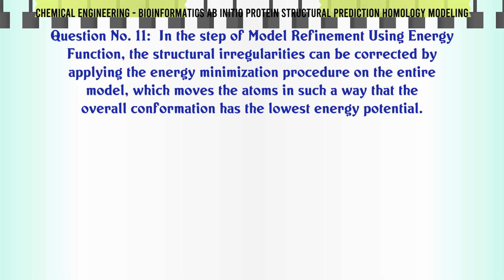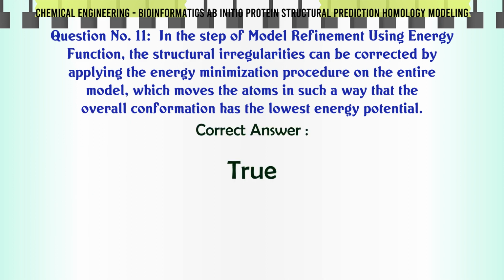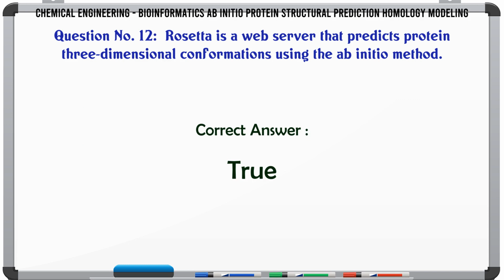In the step of model refinement using energy function, the structural irregularities can be corrected by applying the energy minimization procedure on the entire model, which moves the atoms in such a way that the overall conformation has the lowest energy potential. A. True. B. False. The correct answer is true. Rosetta is a web server that predicts protein three-dimensional conformations using the ab initio method. A. True. B. False. The correct answer is true.